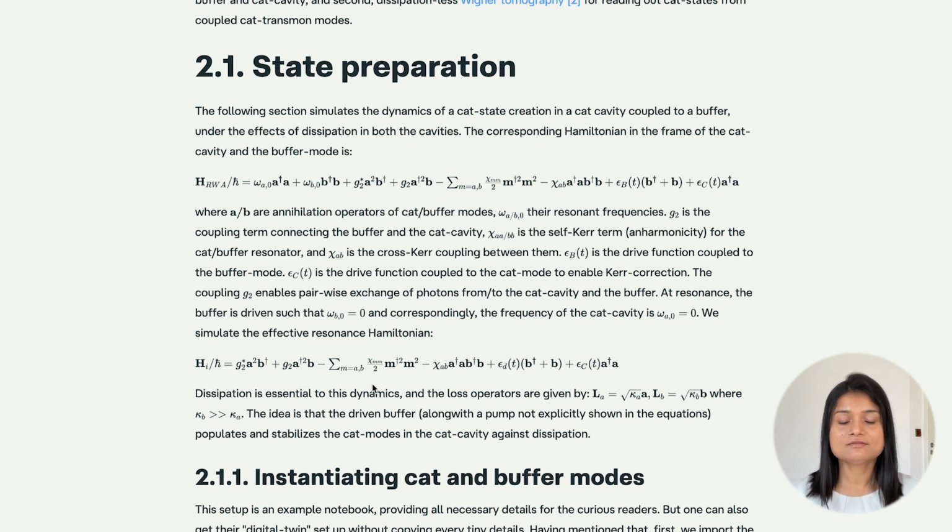We also have self-Kerr terms for both the cavity and the buffer modes, and another cross-Kerr coupling term between the buffer and the cavity. Then we apply a simple X drive to the buffer, which in turn populates the cat cavity, and a simple drive to the cat cavity to enable correction of the Kerr effects. We consider open system dynamics to account for dissipation via the loss operators corresponding to the buffer and the cavity.